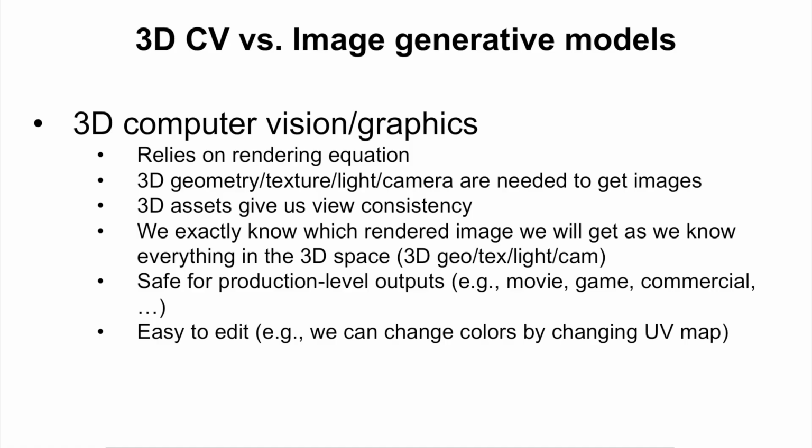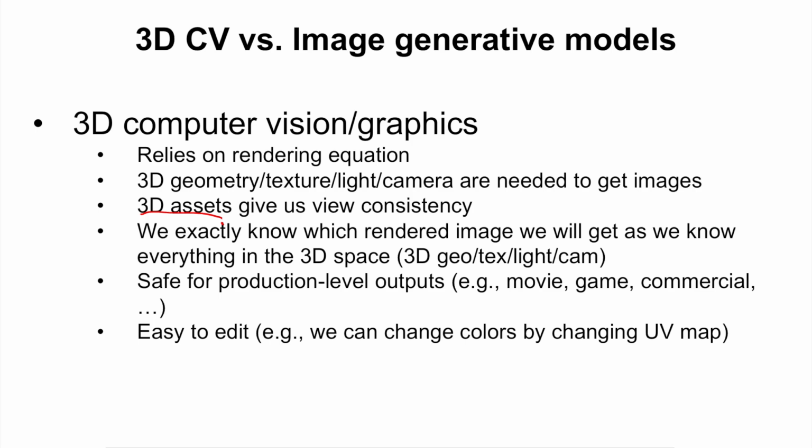We learned all the things needed to get images, except for light. That means getting images is a little bit hard. We need to prepare geometry, texture, light, and camera to get view-consistent videos or images. But this kind of 3D assets, especially 3D geometry, gives us view consistency. That means we exactly know which rendered image we will get, as we know everything in the 3D space, right? We know the 3D geometry. Then it's mathematically guaranteed that we know which rendered image we will get from such 3D assets. We know everything about the 3D space.